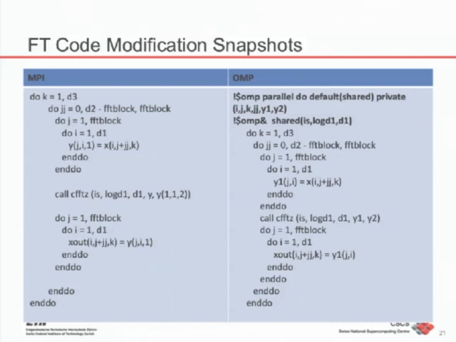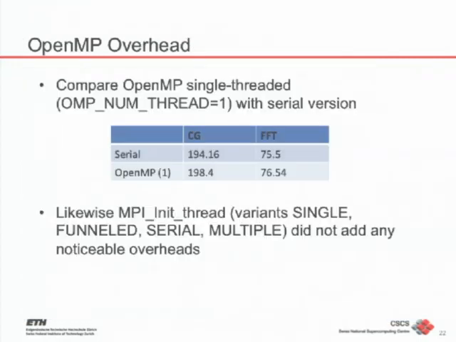And here again, there were some changes made to the MPI version to get onto the OpenMP version in order to eliminate some of the requirements for memory transfers systems. Another point that's often made is what's the overhead of using OpenMP compared to just a serial version.